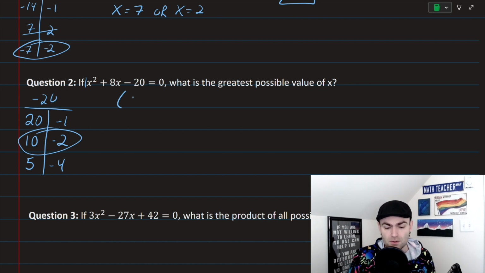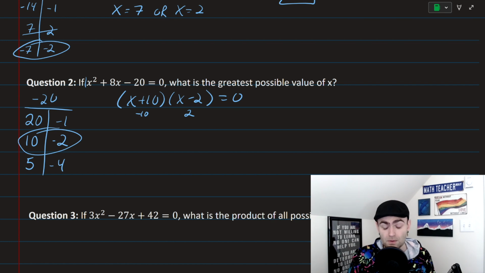So this would factor to x plus 10, x minus 2. And we can clearly see that a negative 10 would make the inside 0 here, and a positive 2 would make the inside 0 here. The greater of those two values would be a 2.